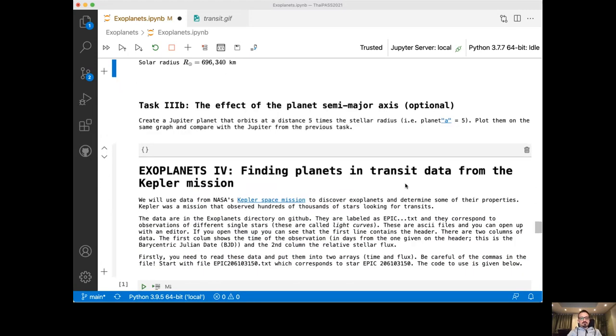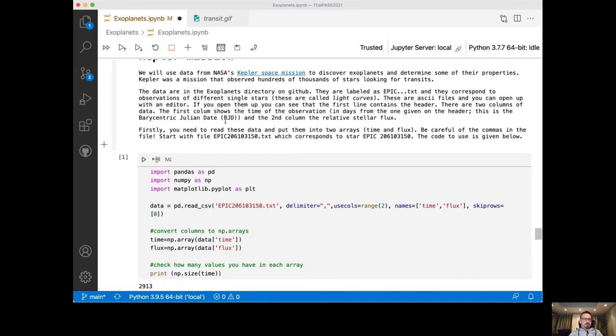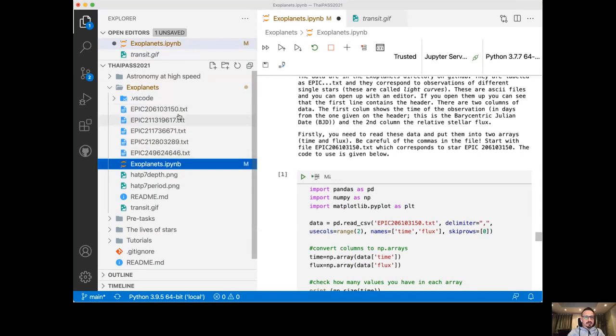I'm going now to part 4, which probably is the most interesting part. In the previous 3 parts, you're basically building up your knowledge to understand things a little bit better. Now you're going to apply this knowledge in actually discovering planets in real data from the Kepler space mission. If you look at the GitHub in the Exoplanets directory, you'll see that there are these txt files. The name refers to the name of the star. It's a very long name.